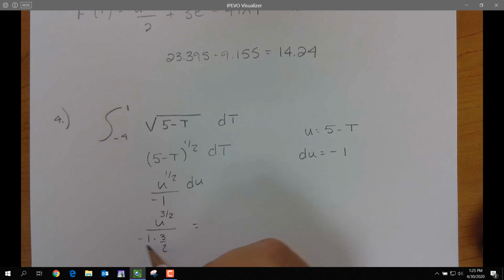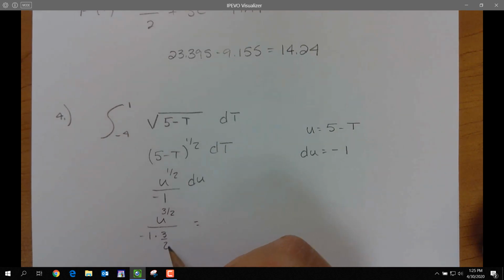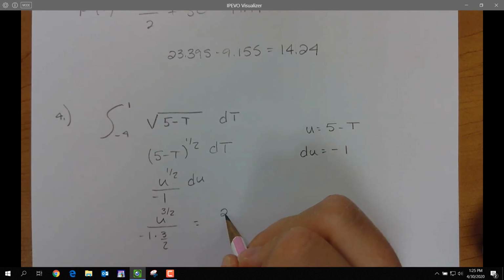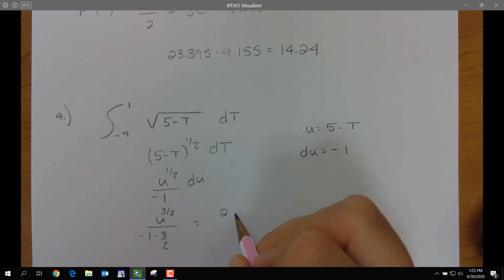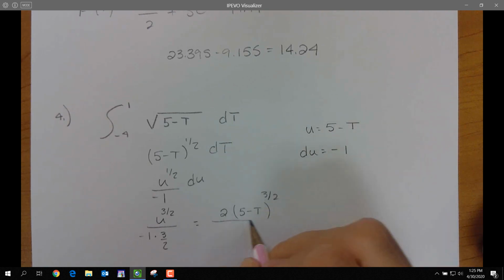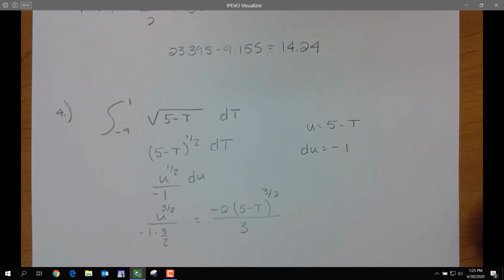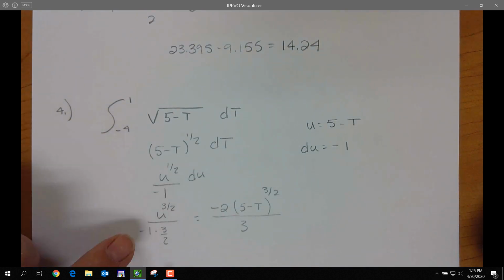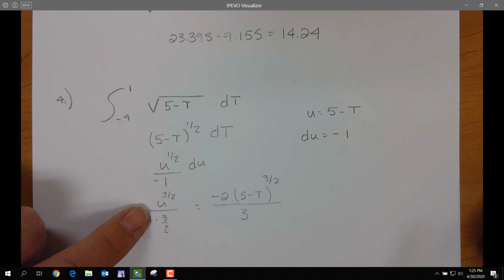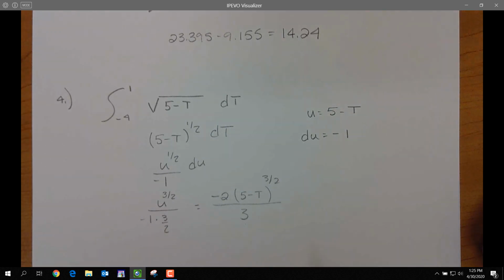Really this is going to be a negative 3 over 2. And then we have to flip it over so it becomes 2 times this u to the 3 halves, but u is just 5 minus t, and that's to the 3 halves over now just the 3, and this would be a negative. Or the negative could have been on the 3. Basically, what did I do? Flipped this over, so the 2's there, the 3's there, the negative is here or here, either way, just one negative, and I exchanged the u for our 5 minus t. Okay, so ugly, but we got it.